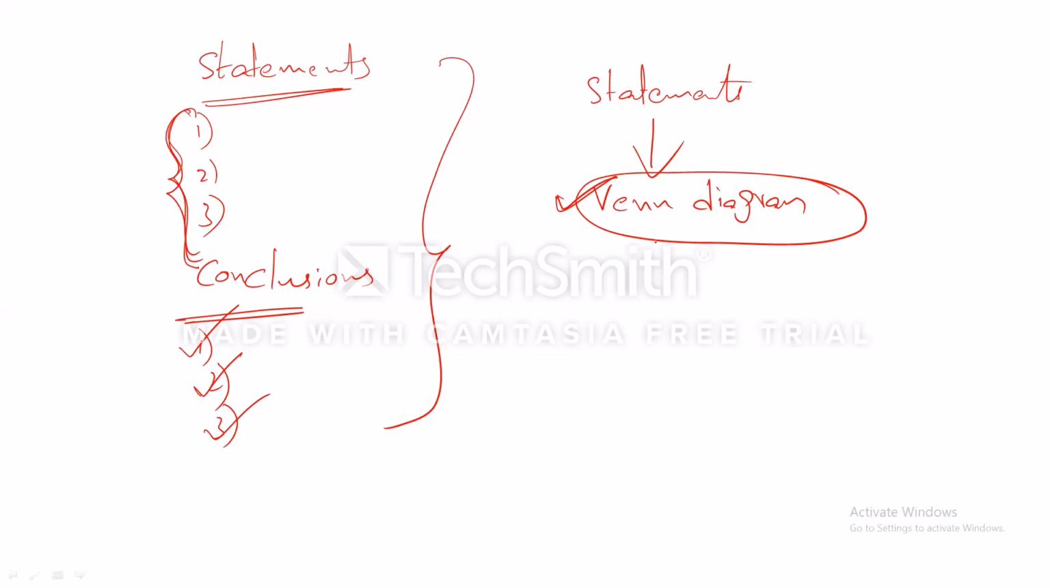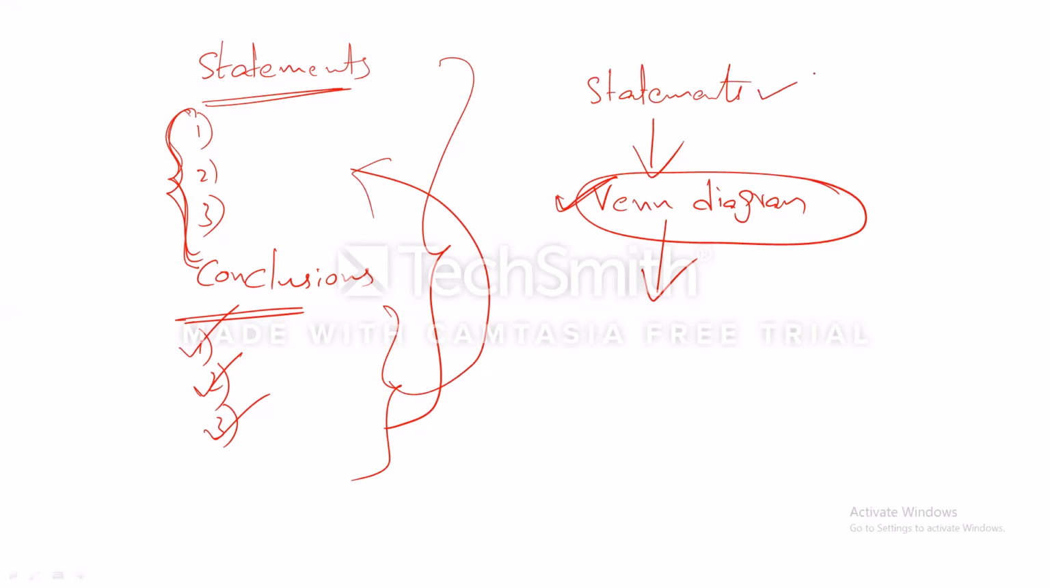After drawing the Venn diagram, we are going to check with conclusions. Why? Because some students make a mistake and waste time in exams. First, they read the conclusions and try to figure out which conclusion is correct from the statements. They go with conclusions first and cross-check with statements. That is the wrong approach, and you will not get correct answers every time.